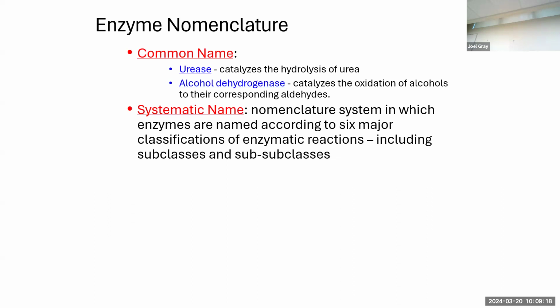A systematic name is a nomenclature system in which enzymes are named according to 6 major classifications of enzymatic reactions, including subclasses and sub-subclasses. Now, it's actually not 6 categories, but it's actually 7 categories. Now, the 7th category I'm not going to go into. I'm just going to leave it at these 6 categories.